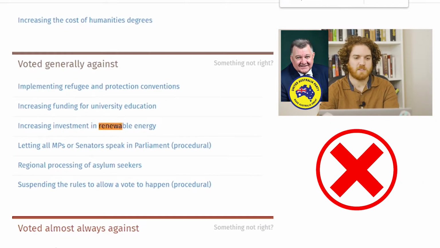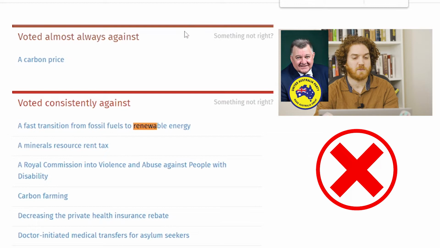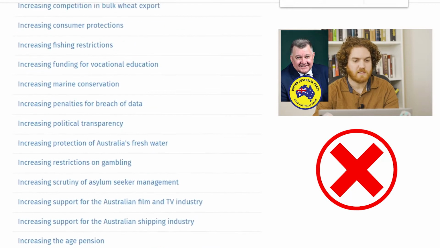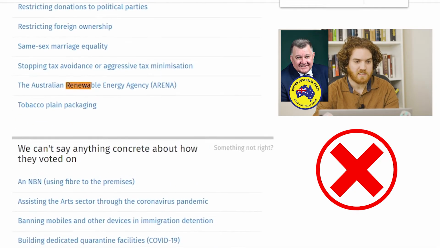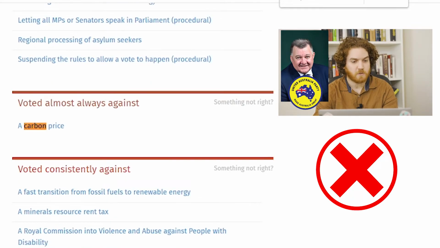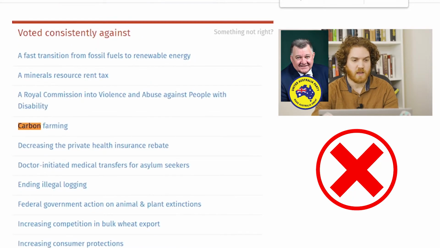He has voted generally against increasing investment in renewable energy. He has voted consistently against a fast transition from fossil fuels to renewable energy, and he has voted consistently against the Australian Renewable Energy Agency. He has voted almost always against a carbon price and voted consistently against carbon farming.